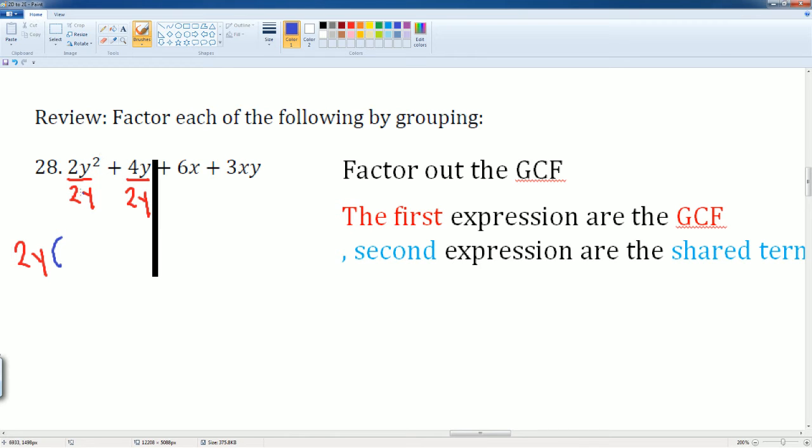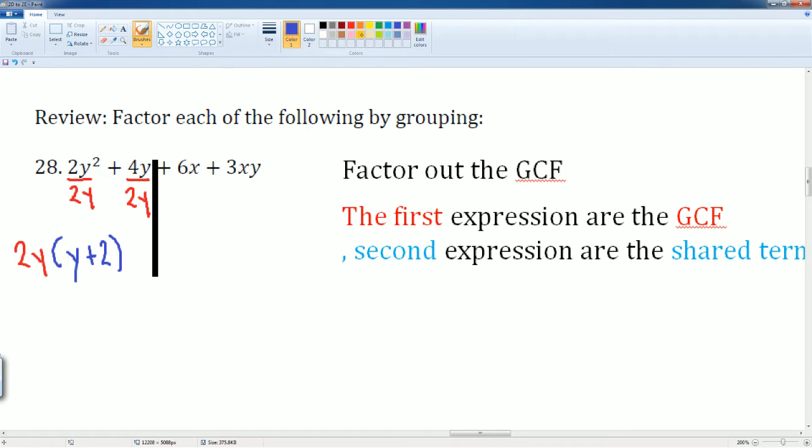2y squared divided by 2y. 2 and 2 becomes 1. Y squared divided by y just becomes a y. 4 divided by 2, we bring down the plus symbol. 4 divided by 2 is 2. Y divided by y is just 1. That's what you have left over.